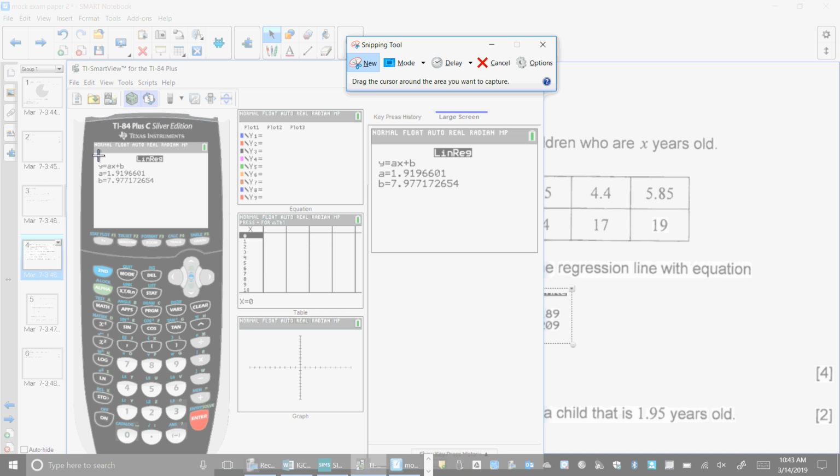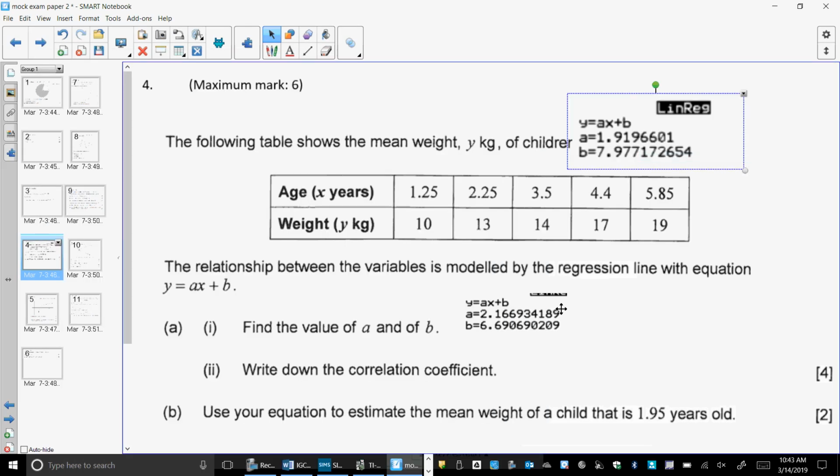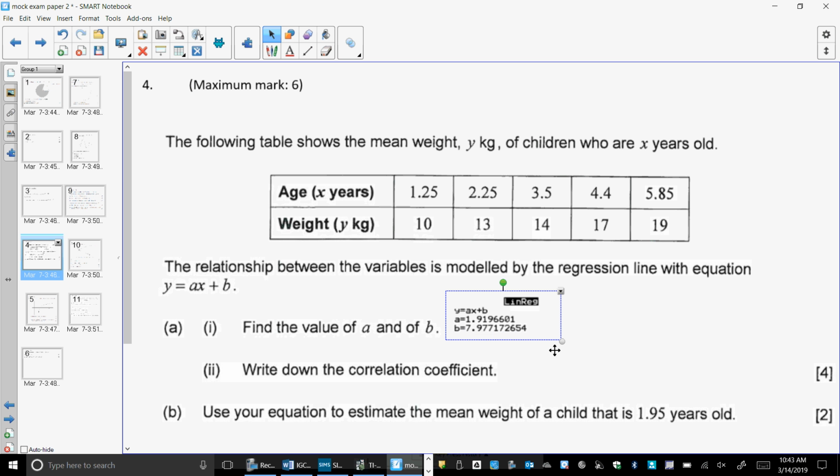Obviously, you're not going to know whether you've done right or wrong, but these are the right numbers. Okay, so we'd round those to 3 significant figures. So A would be 1.92 and B would be 7.98. Okay, so it's your values of A and B.